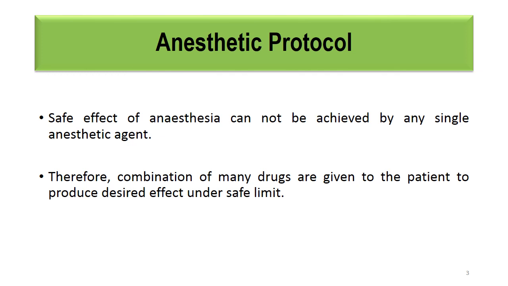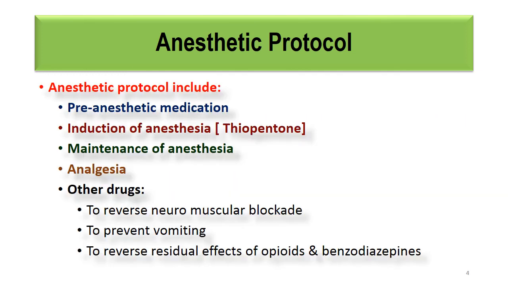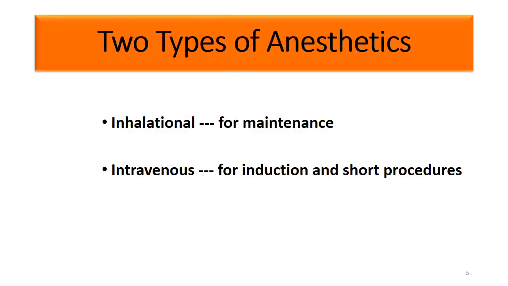To proceed further, all of you should know the anesthetic protocol. The safe effect of anesthesia cannot be achieved by any single anesthetic agent. Therefore, a combination of many drugs is given to the patient to produce the desired effect under safe limits. It comprises pre-anesthetic medication, induction of anesthesia, maintenance of anesthesia, analgesia, and other drugs, which include those to reverse neuromuscular blockade, to prevent vomiting, and to reverse the residual effect of opioids and benzodiazepines.